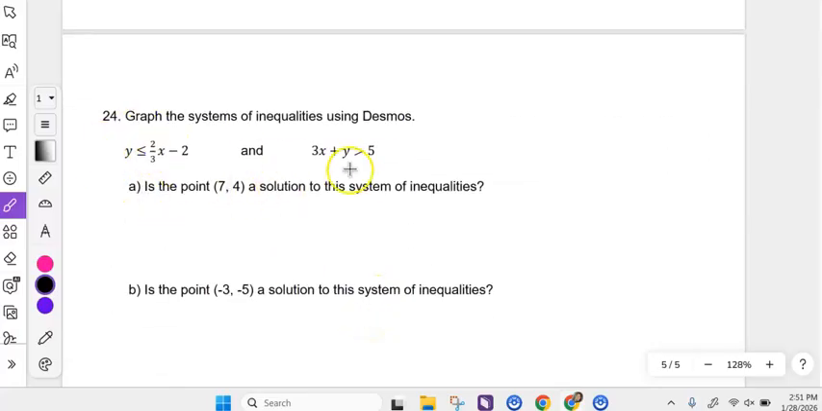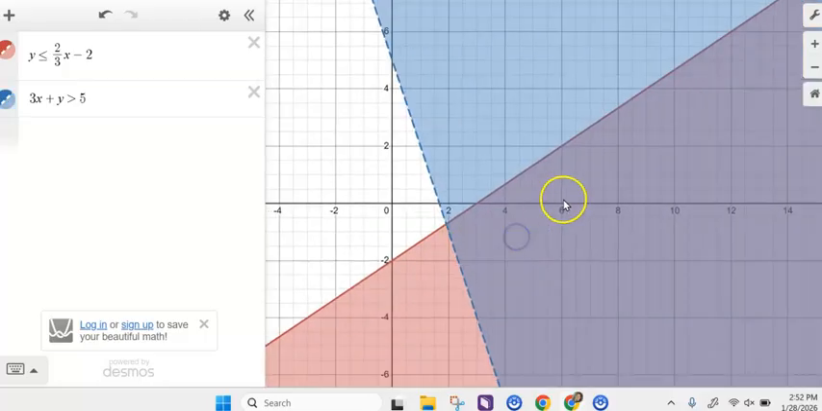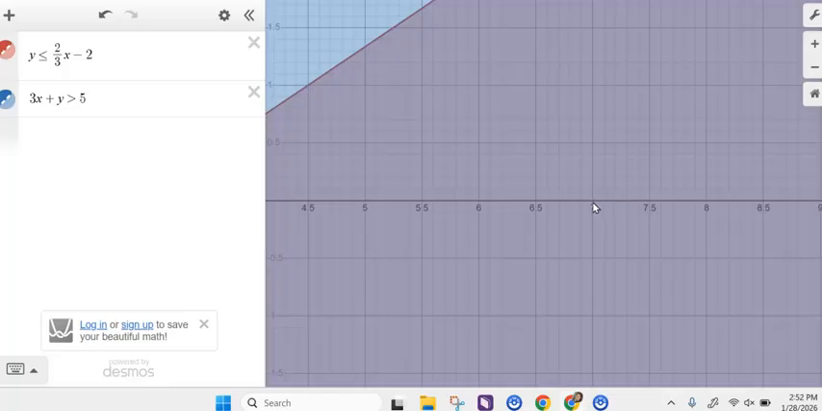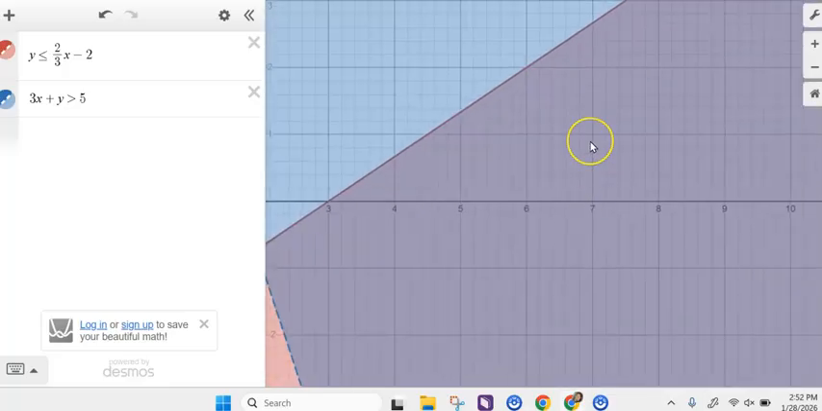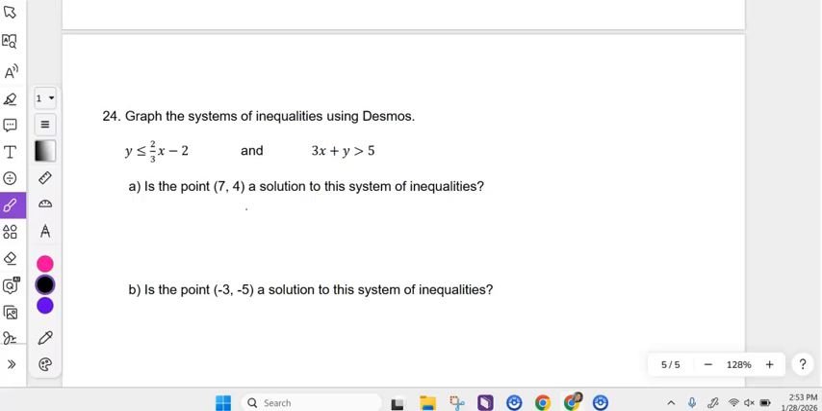On these ones, you would plug this in here into the Desmos. And then you go to 7, 4 to see if it's a solution. So we'll just actually do that real quick. Okay, so I went ahead and graphed this inequality, and I need to see if the point 7, 4 is a solution to the system of inequalities. So I am going to go to 7. So let's go up a little. Ooh, too much. There we go. 7, 4. That is not a solution. That is not in the shaded area. So this first one would be no.